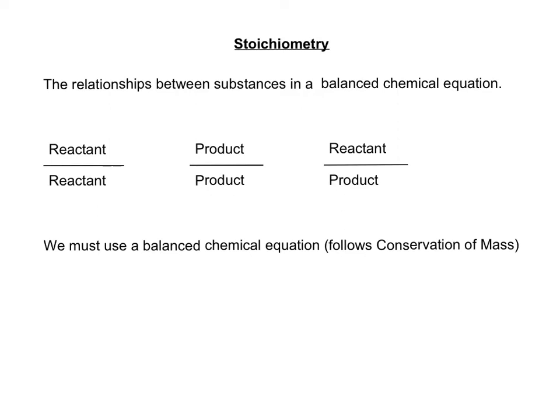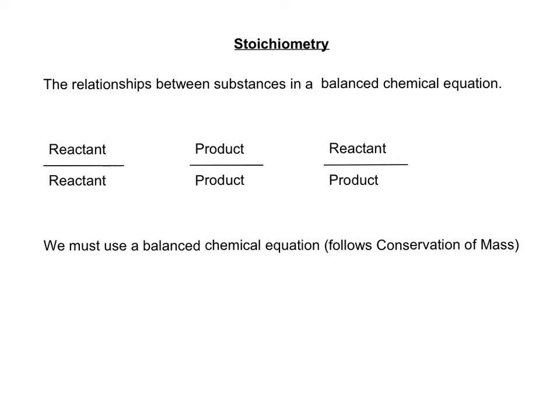It could be a reactant to another reactant. It could be the relationship between more than one of the products, product A to product B, or it could be the relationship between a reactant and a product. And we get the relationships from the balanced chemical equations.